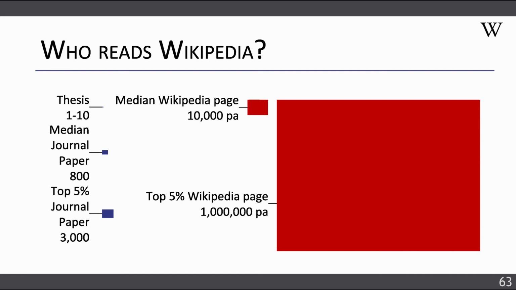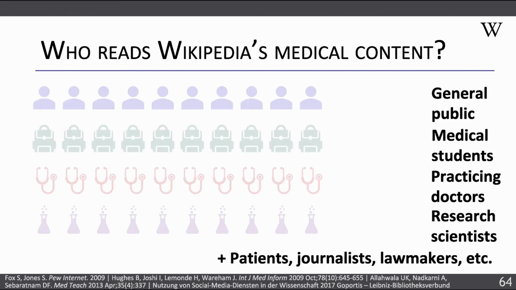If we get it into a journal, which doesn't happen to most theses, then that's usually around 800 reads. If we get it into a top 5% journal, then we're up to maybe 3,000 reads. The middle of the pack Wikipedia page gets 10,000 reads per year. And a top 5% Wikipedia page gets 1 million reads per year. And it's getting read by the general public, but also by med students, also by practicing doctors, also by research scientists, also by Congress staffers.